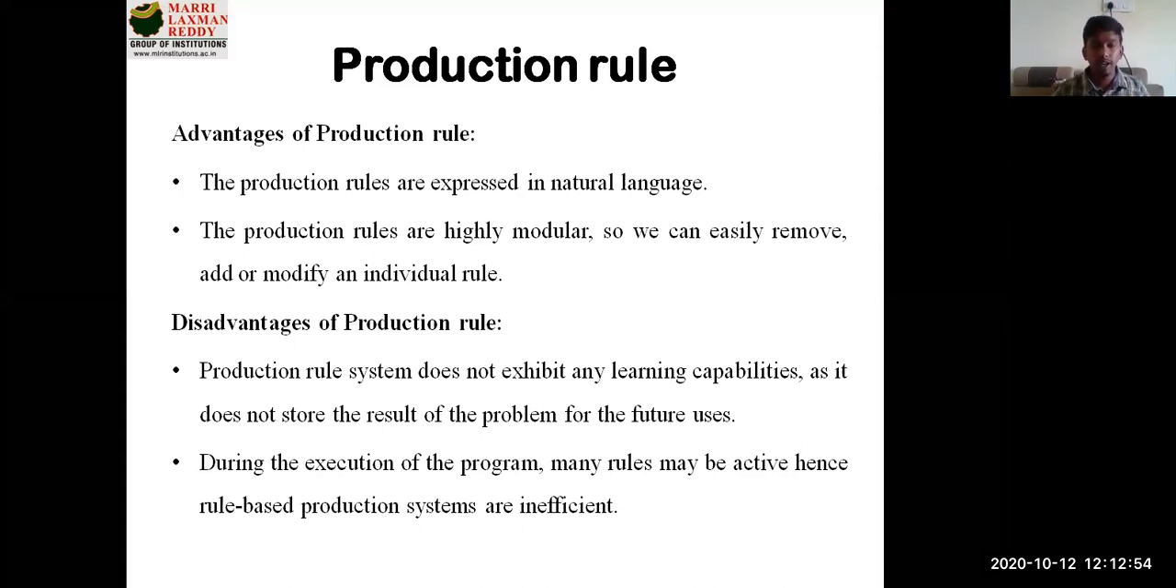And the final point here is that during the execution of the program, many rules may be active. Hence, rule-based production systems are not much preferred. They are inefficient.